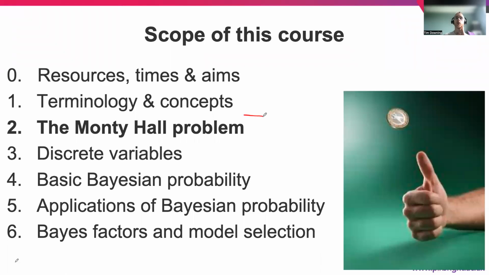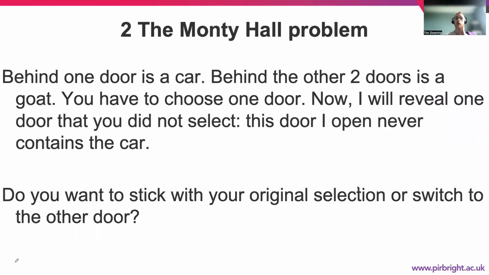So welcome to video 2, a short video on the Monty Hall problem as part of our course ST3 on probability. If you're unfamiliar with the Monty Hall problem, the idea is simply this: behind one door is a car, behind the other two doors is a goat. You have a chance to choose one door only.